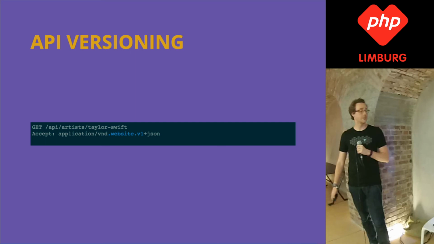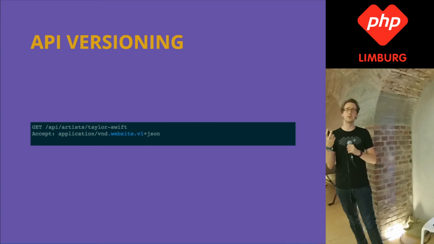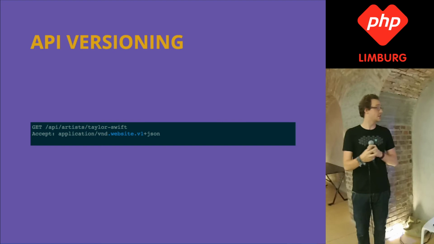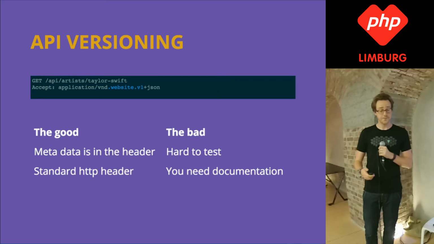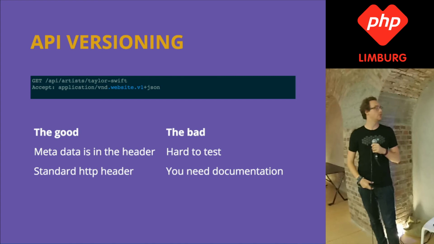This is the accept header. Accept header, if you send it along, you ask for what you accept to get returned back. In this case, an application from the vendor, and then your website, your version number, and what format. In this case, JSON, could be XML, could be YAML, could be whatever if you want. This should be the best way to handle versioning, but it's not the most obvious one.